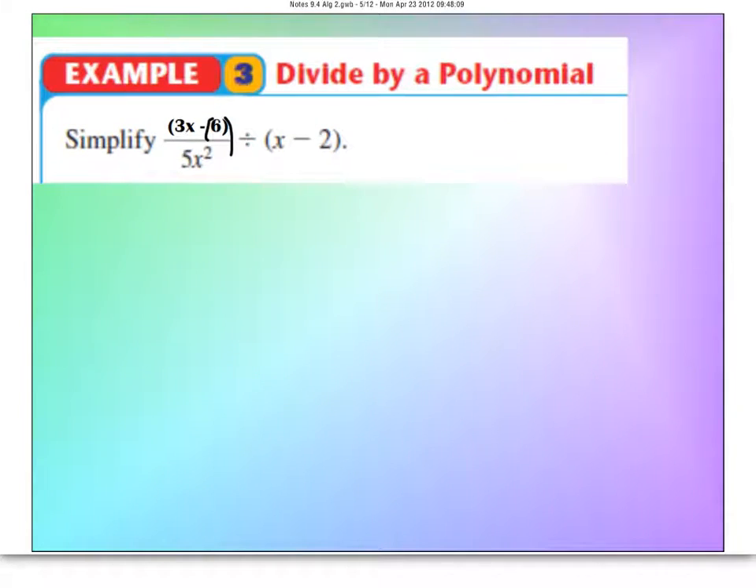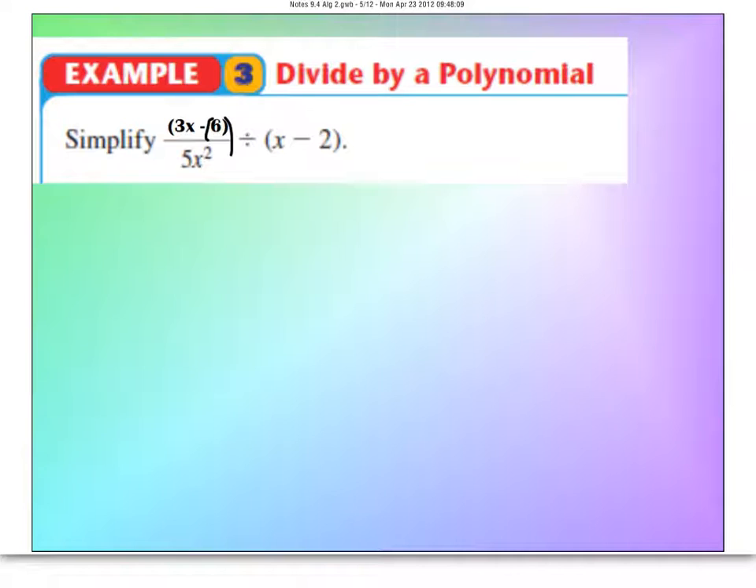Now we see a fraction divided by just a single expression. You can make a single expression a fraction, just put it over 1. Okay? Everything here is already grouped up for us, which is great. That binomial has parentheses, and so does that one. So let's just change it to multiplication. I'm going to keep the 3x minus 6 there, then do 5x squared. Multiply by 1 over x minus 2.